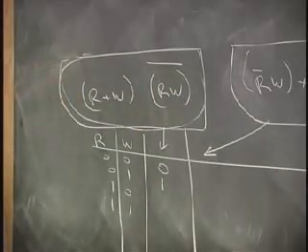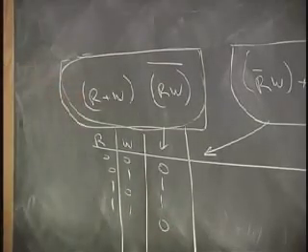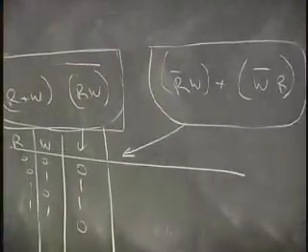Somebody do it while I'm stalling with Seth? 1, 0. 1, 0. What happens with this one? It should be the same.